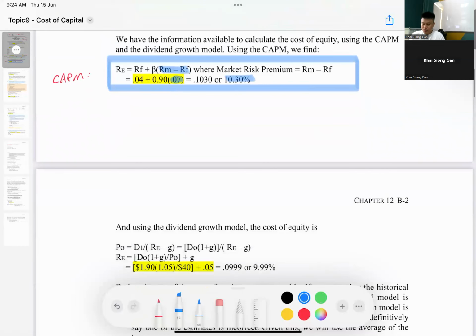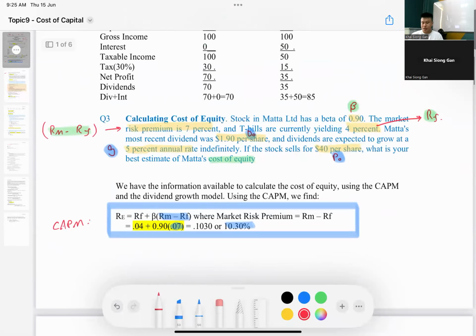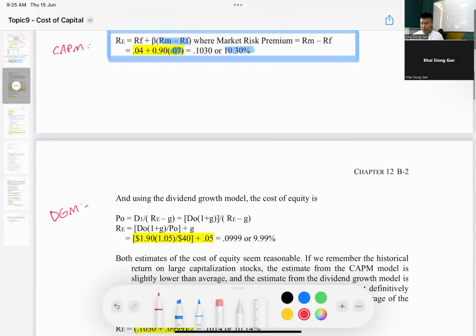Okay, then at the same time you want to use your dividend growth model, DGM. So there's one problem. There's no D1. You only have D0. Then you calculate D1. How do you calculate D1 again? D1 equals D0 times (1 plus g). Don't forget, it's important.